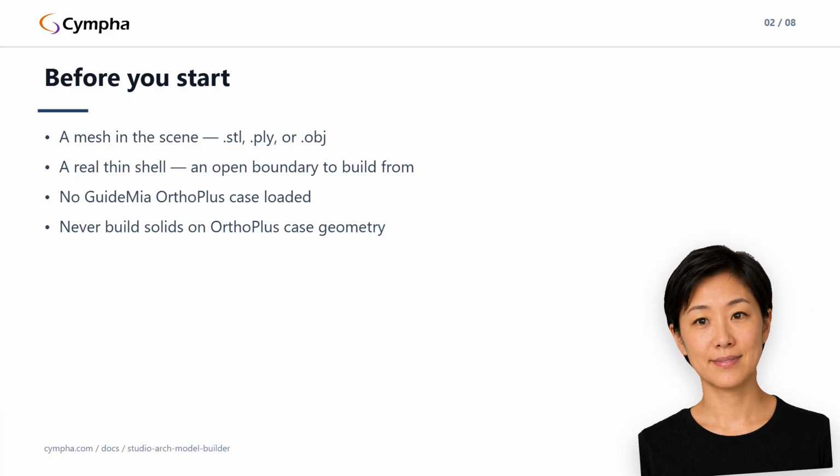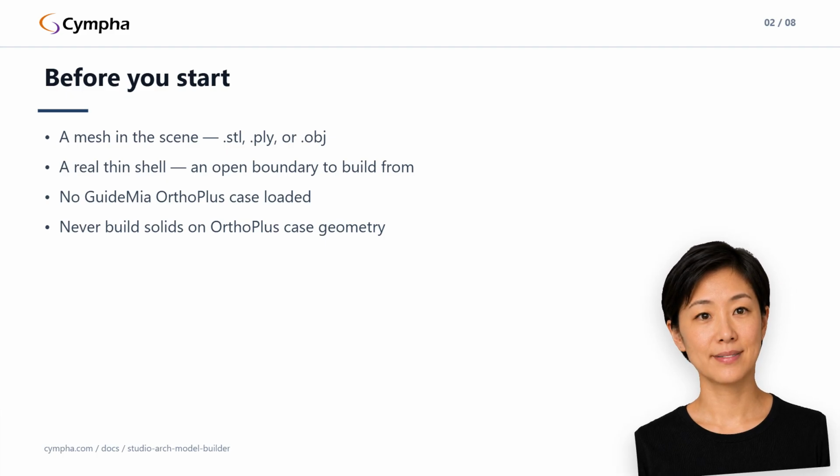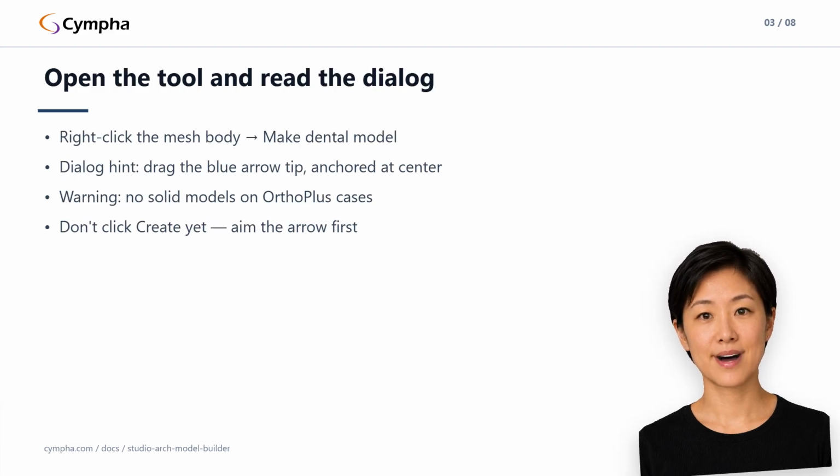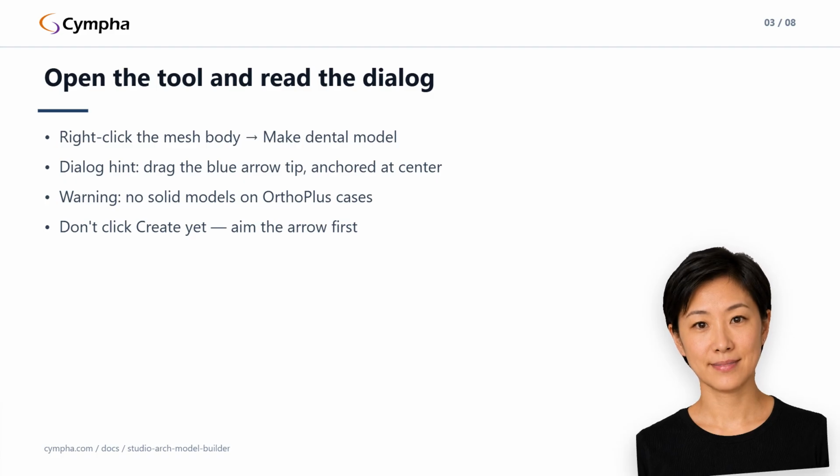Sign into studio.cympha.com and open your scan. Right-click directly on the mesh body, empty space won't open the menu, and the menu title confirms the file name. Make Dental Model sits at the top level of the cleanup tools, alongside the other standalone mesh commands. If it isn't there, the usual cause applies: a full GuideMia case is loaded, clear the scene and right-click again.